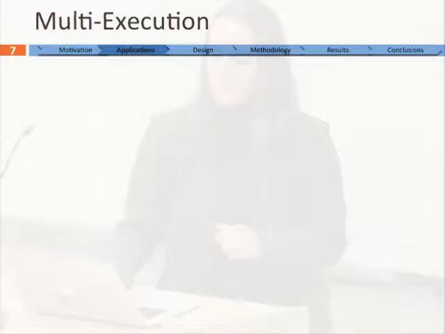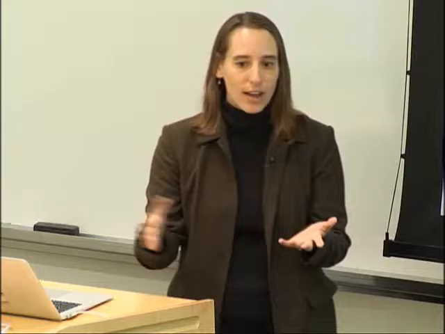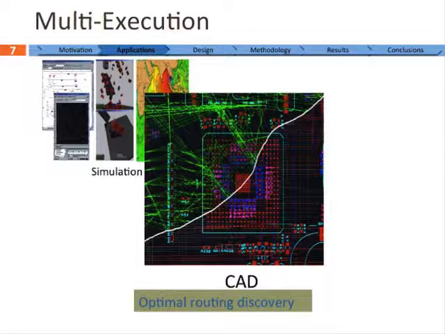The last one is multi-execution, which is a word we made up. What we're referring to is actually the same program, but you're running it with different parameters. For example, a simulation. At night, Intel fires off, you've got your latest design of your chip, and you fire off 1,000 simulations, all with different test vectors, and you run the same thing, so it's some sort of parameter sweep. Another one would be CAD, where you have to do optimal routing discovery. So you run the same thing multiple times to try to find the optimal route.